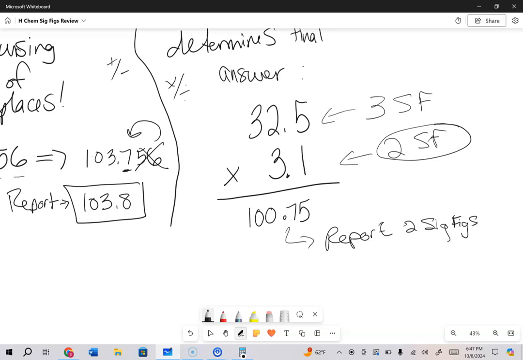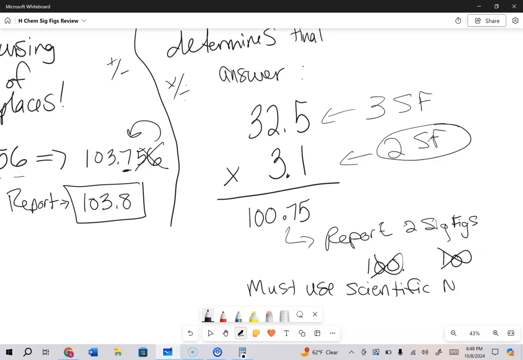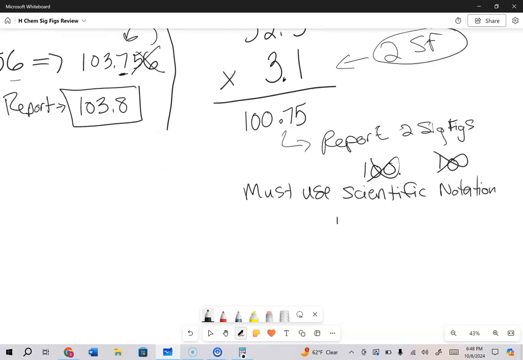The way I'm going to do that, I can't just write 100. I can't just write 10. Those numbers don't work. So the way that I would report a number like this when I need sig figs is scientific notation. This number, there's no other way. Must use scientific notation. This is why in class I keep saying, get in the practice, try to be comfortable with scientific notation. In order to report this number correctly, I have to knock off digits and I have to report 1.0 times 10 to the second.